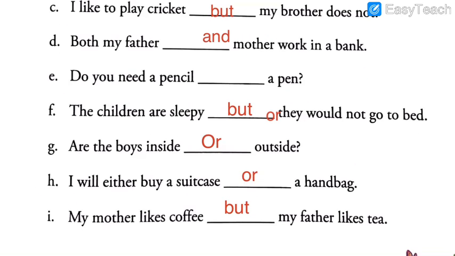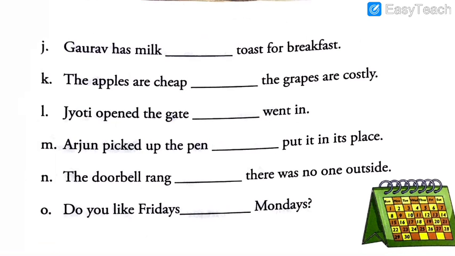So we have solved one page. Let us jump on to the next page. Sentence J. Gaurav has milk dash toast for breakfast. Think about the answer. This is very easy. I'll count 5, till then I hope that you will get the answer. 1, 2, 3, 4, and 5. So Gaurav has milk dash toast for breakfast.